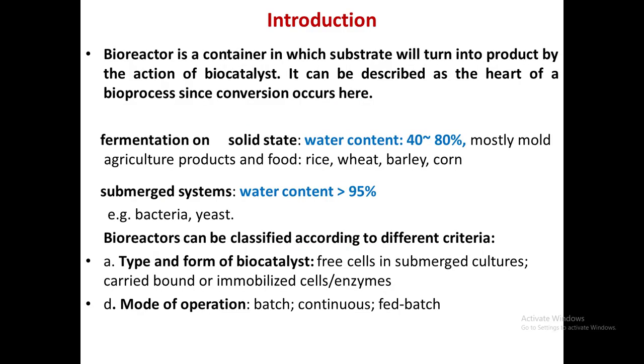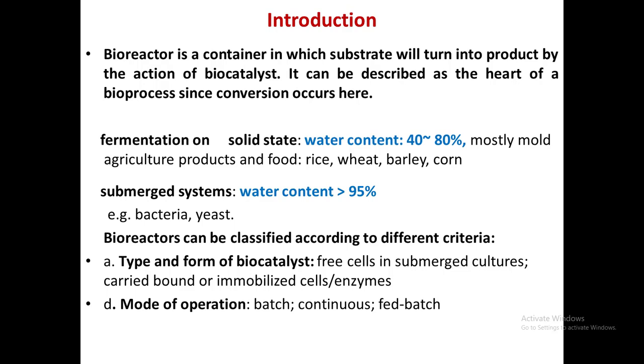So the bioreactor is a container in which substrate will turn into product by the action of a biocatalyst. We will use any enzyme or biocatalyst to convert our substrate into product. It can be described as part of a bioprocess, since conversion occurs in the bioreactor.